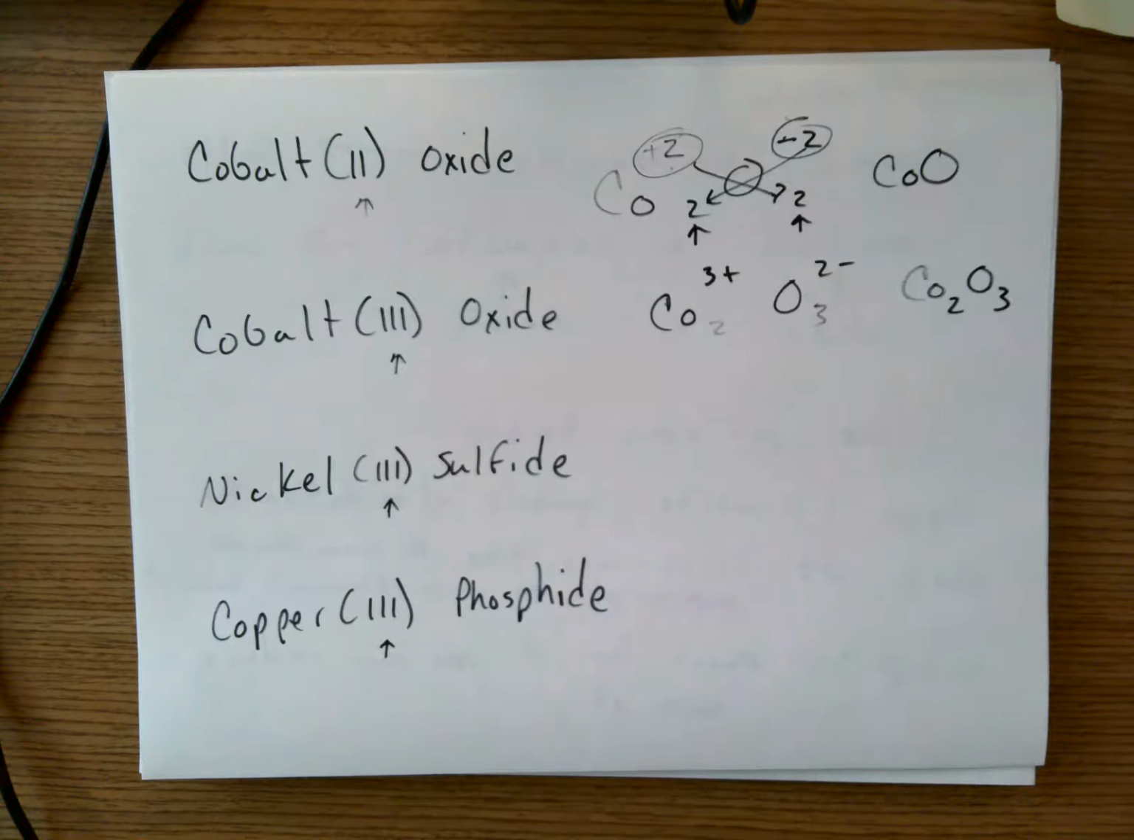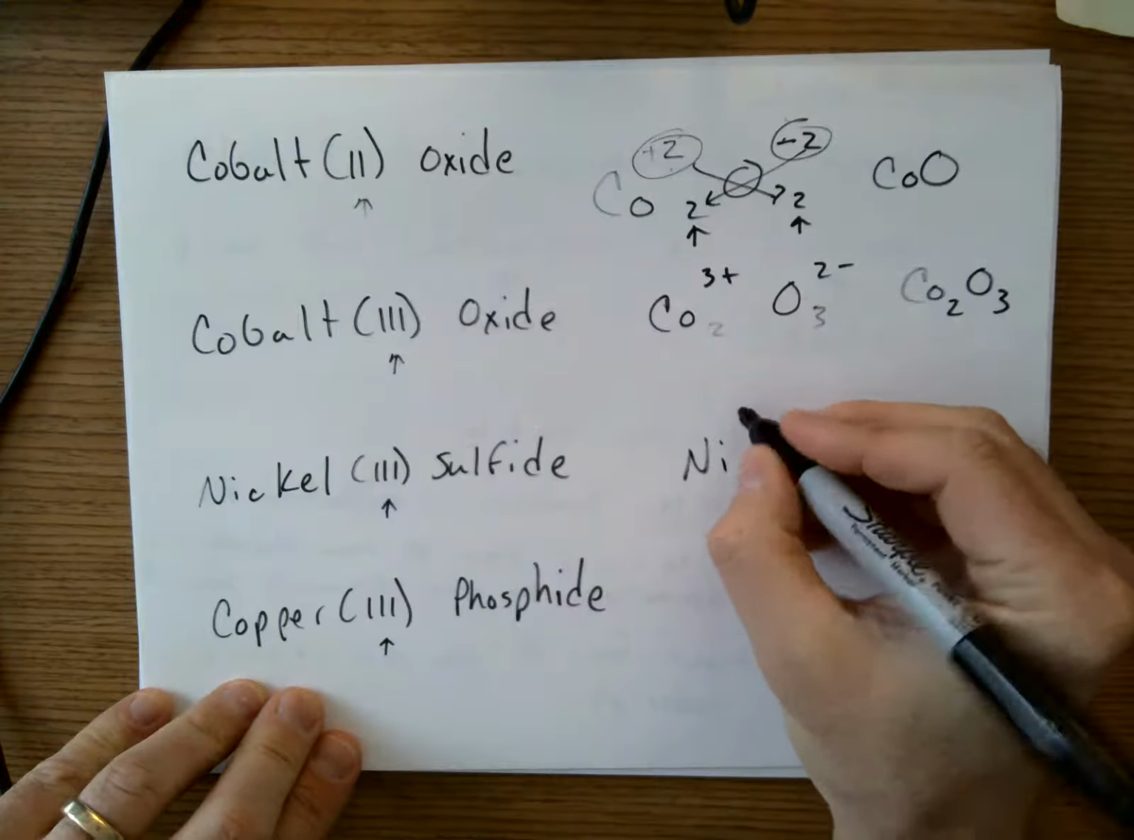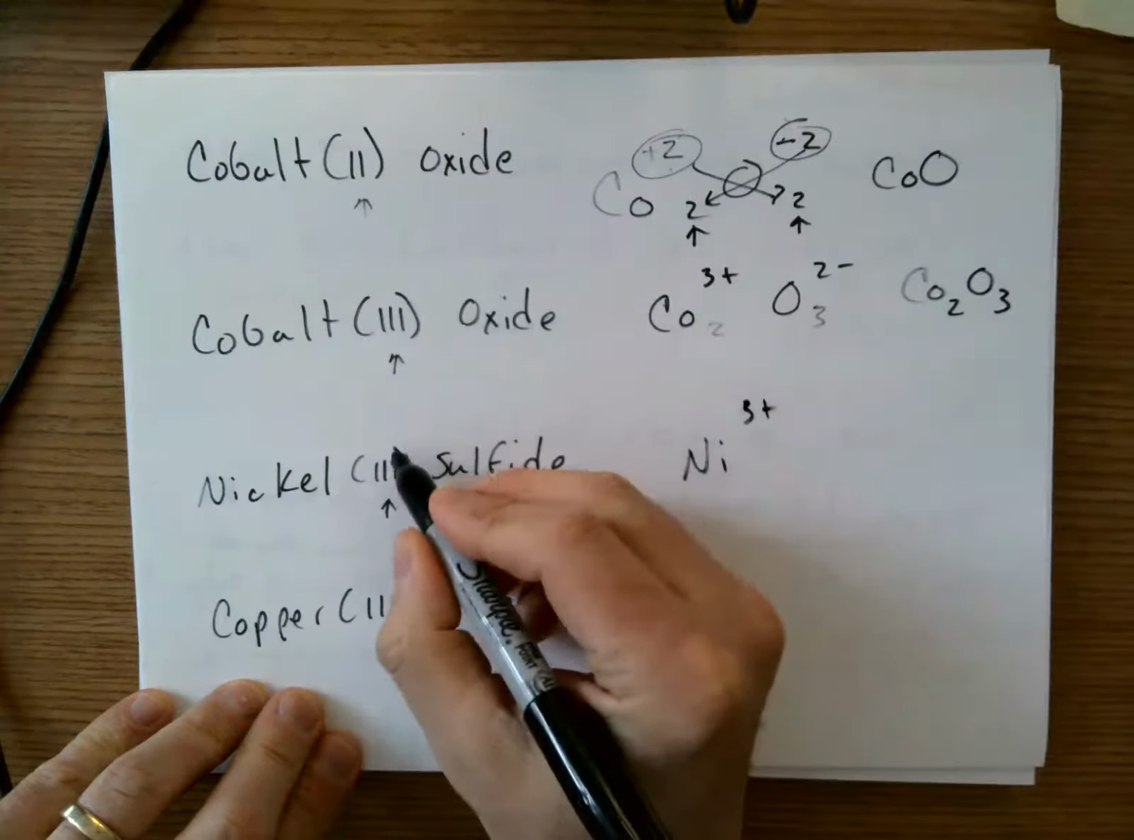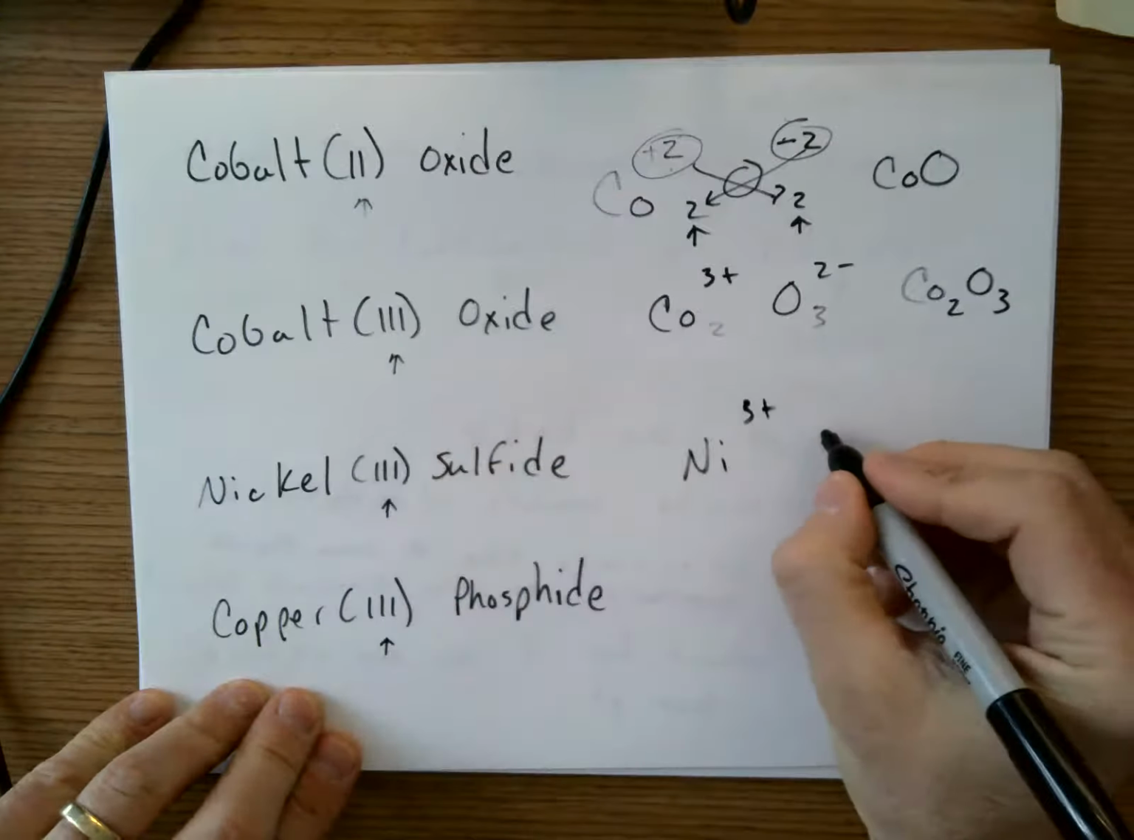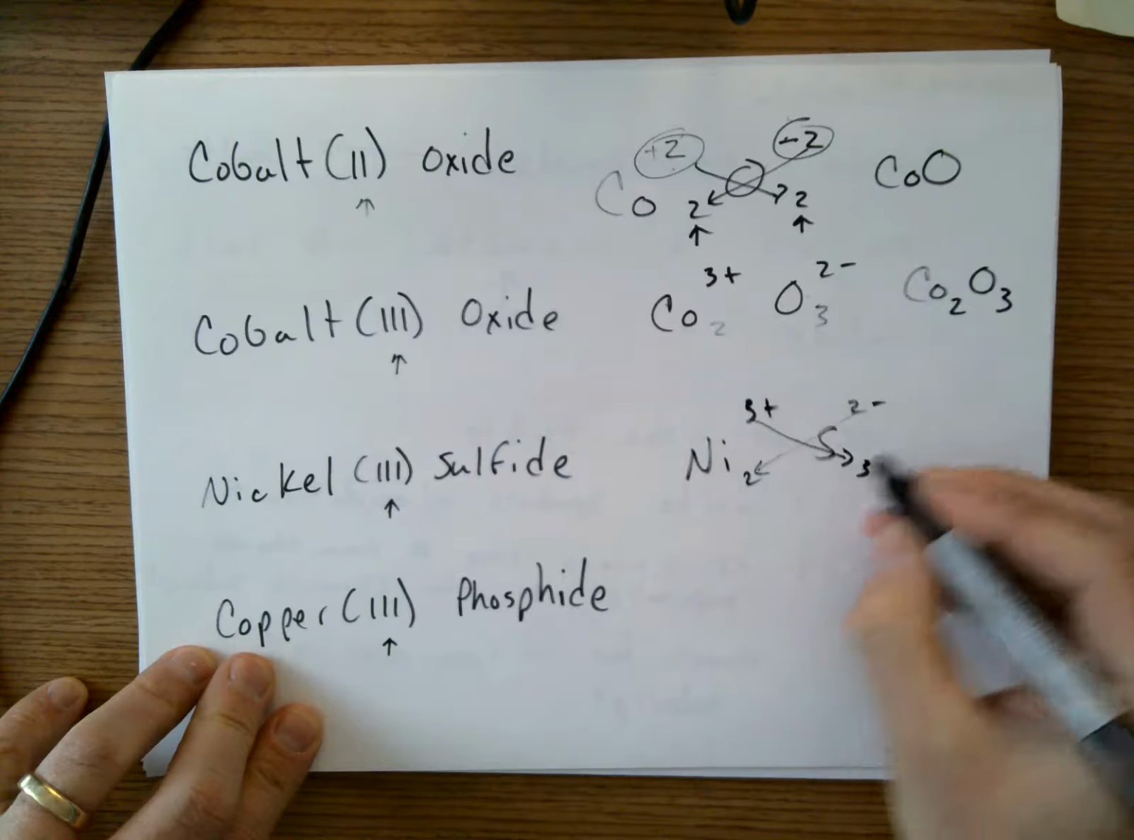All right, why don't you guys pause the video and try the nickel 3 sulfide example. So looking at the periodic table, nickel's Ni, and it has a positive 3 charge. We know that from there. And the sulfide is, looking at sulfur, minus 2, or 2 minus. Again, we're going to crisscross just the numbers.